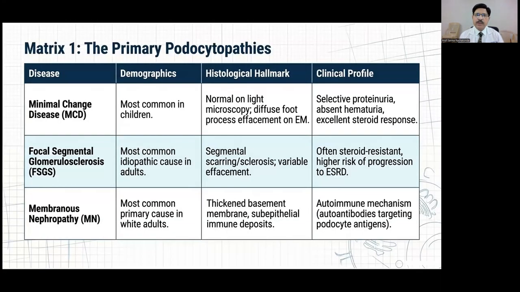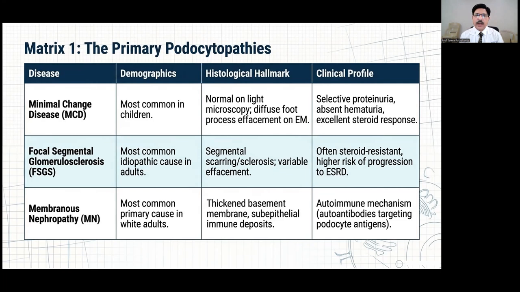Now, the matrix 1 for primary podocytopathies. What are these? MCD, minimal change disease; FSGS, focal segmental glomerular sclerosis; and membranous nephropathy, MN. Minimal change disease is most common in children. FSGS is the most common idiopathic cause in adults. And membranous nephropathy is the most common primary cause in adults.